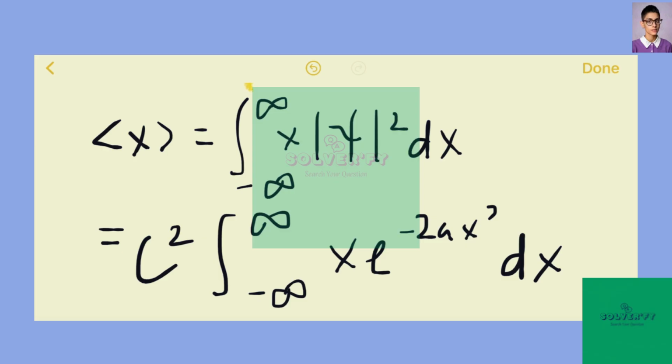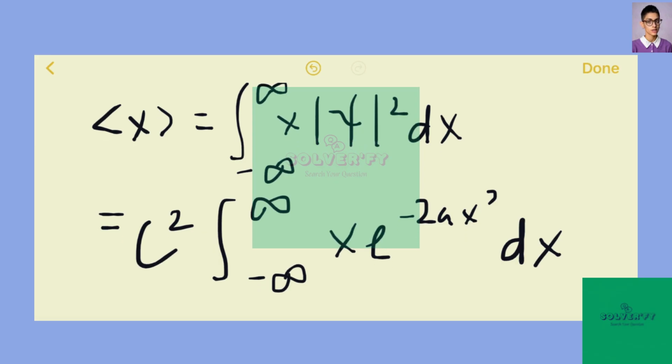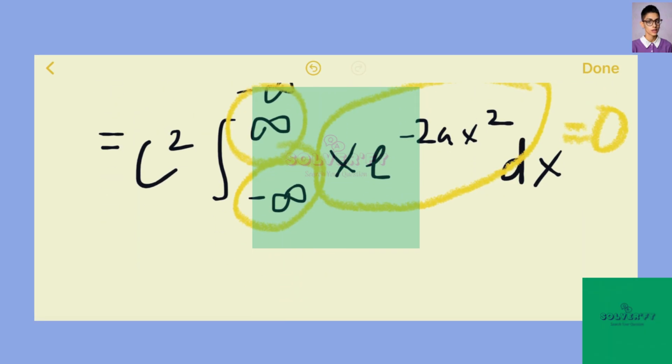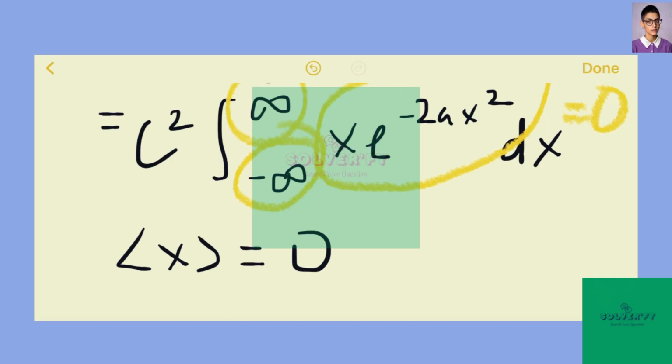Okay, so we could solve this integral, or we could notice that the function is odd, and we have an odd function over an even interval. So this integral is equal to 0. Therefore, the expectation value of x is equal to 0.